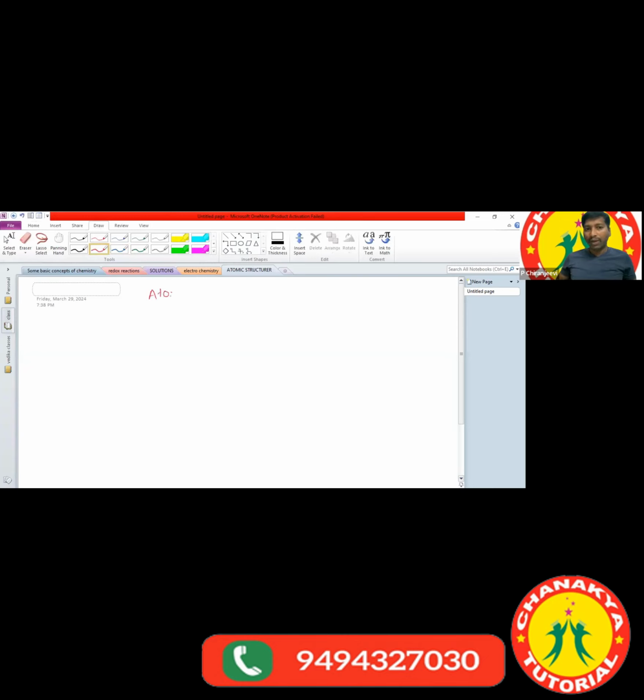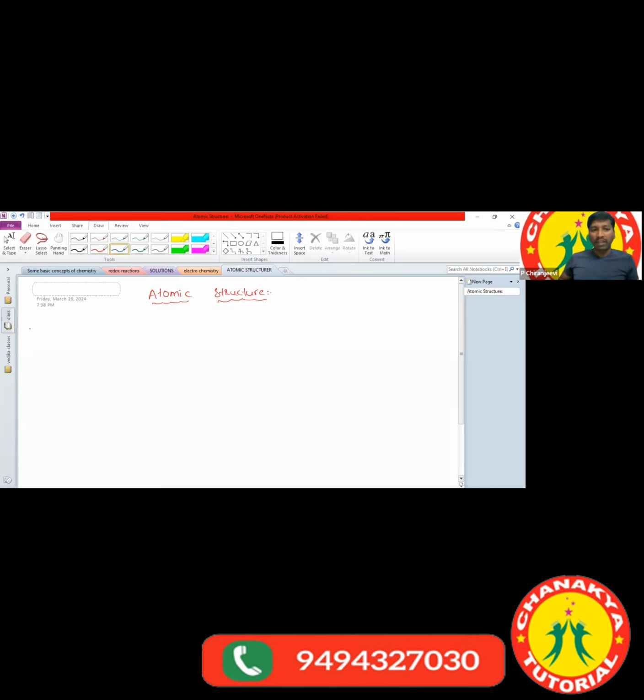First of all, what is meant by the atom? Atomic structure also has more weightage. This is also one of the weightage chapters for us. Compulsory, guaranteed one question will be asked based on atomic structure. So what is meant by the atom? The smallest indivisible particle is called an atom.